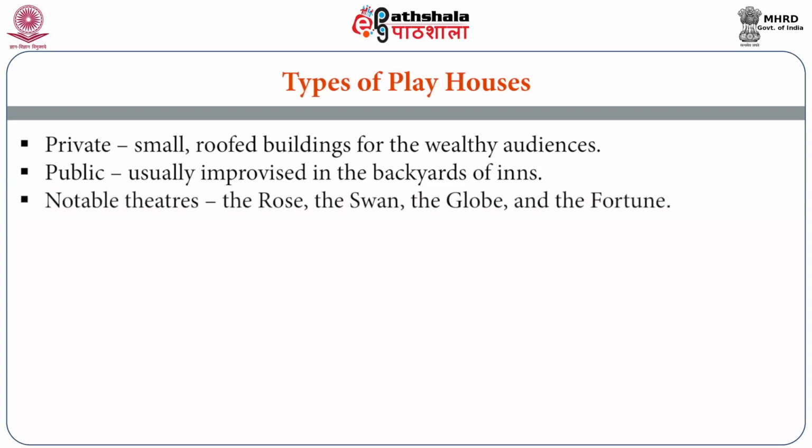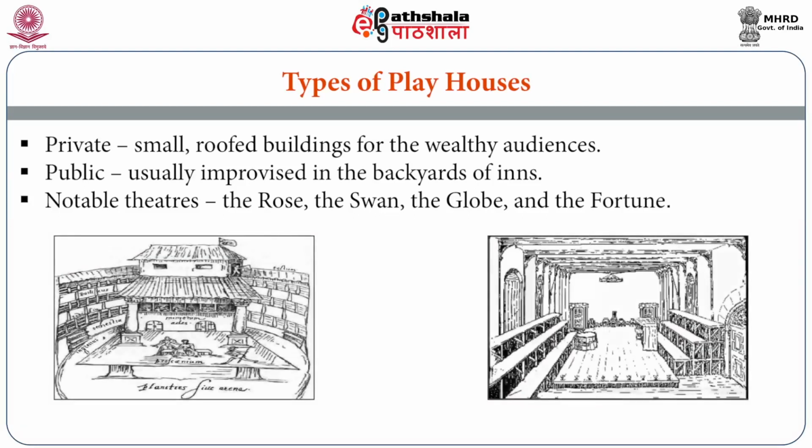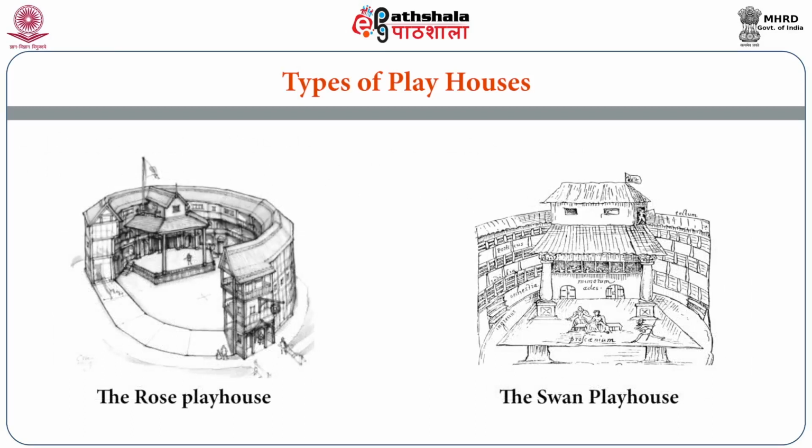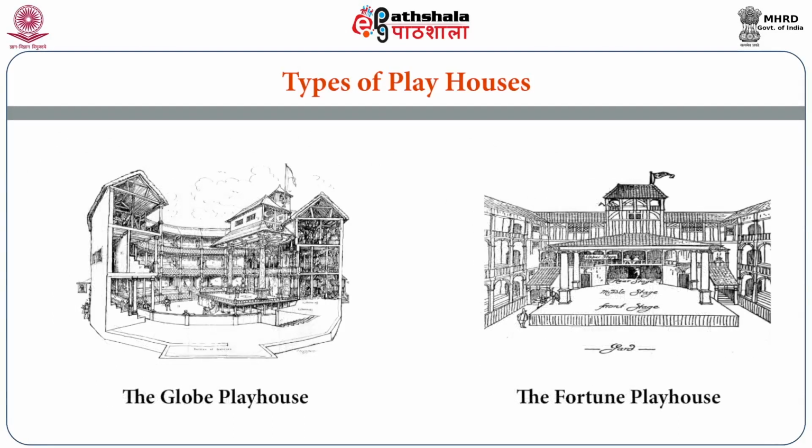And the notable theatre houses of this age we must note. Number one, the Rose. Number two, the Swan. Number three, the Globe. And number four, the Fortune. And here are some drawings you can easily associate with. Look at the structure of one particular Elizabethan public theatre house. I think you can easily understand the gallery part, the pit, the trap door, all are identified in this picture.